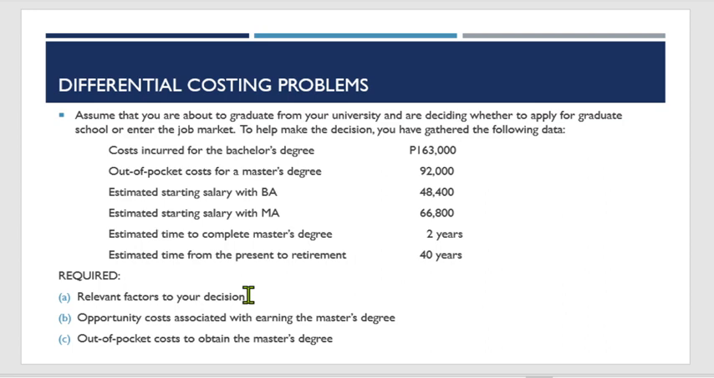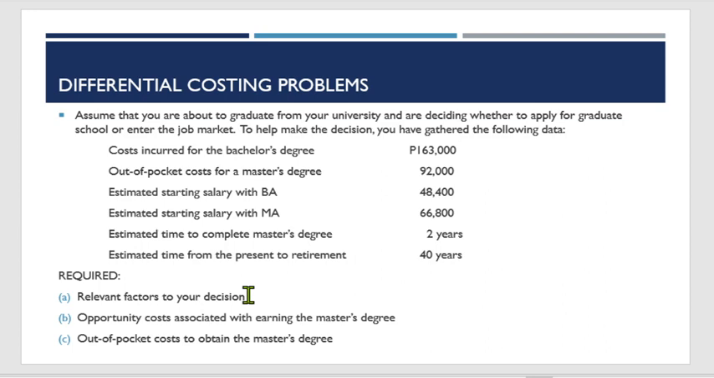So therefore, 38 years ka na lang kapag ikaw ay nag-masters to retirement. So, what is the answer for item A? 1 is the out-of-pocket cost. Second, the difference between the salaries in BA and MA. And then third, the estimated time to complete the master's degree, 2 years. And then, the 40 years estimated time from present to retirement. So, yun. The 40 and 38 years. Basta ang kailangan natin i-identify dyan is the estimated time from present to retirement. It can either be 40 or 38.